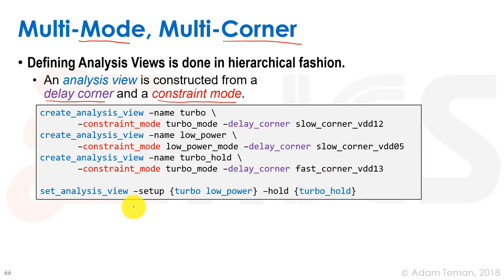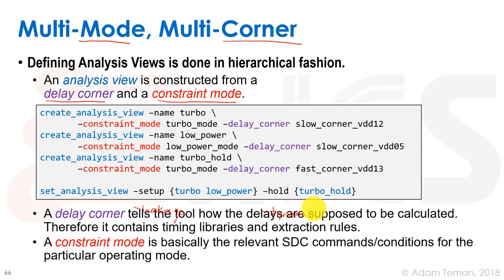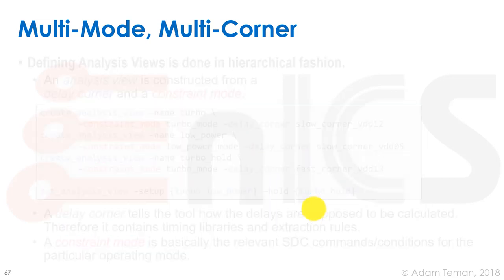Just so you should know, nowadays you can also set minus leakage for a corner that we want to test leakage, and minus dynamic for a corner we want to check dynamic power on. A delay corner tells the tool how the delays are supposed to be calculated, therefore it contains timing libraries and extraction rules, and a constraint mode is basically the relevant SDC commands for the particular operating mode. We're going to see that on the next slides.